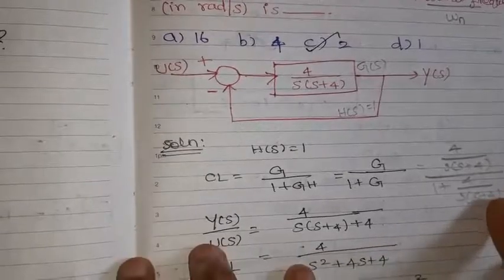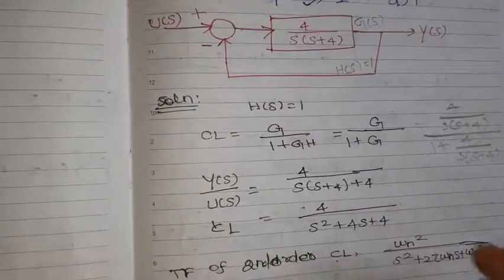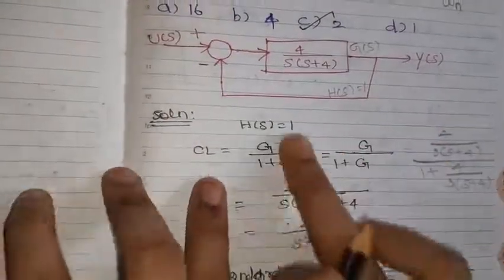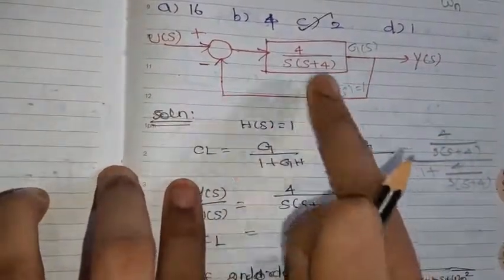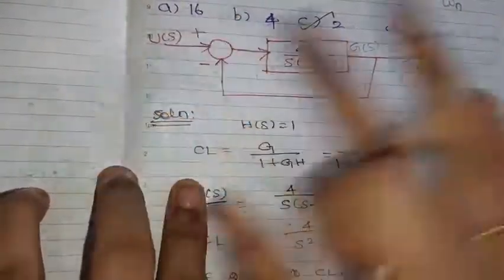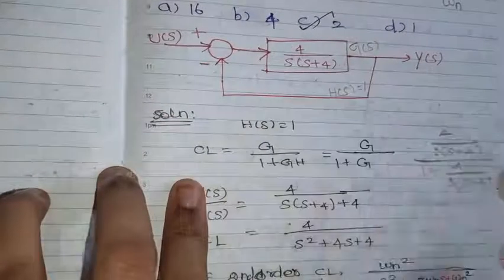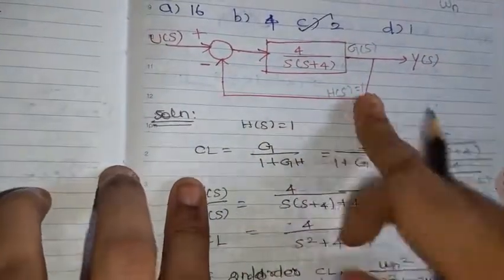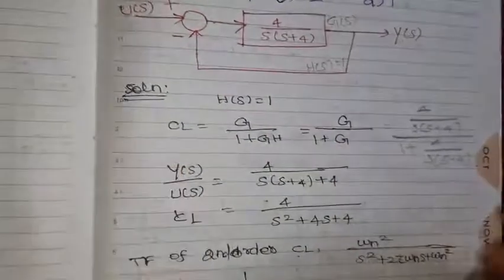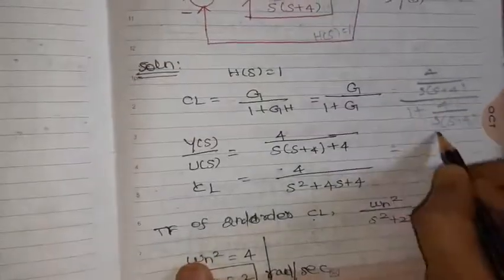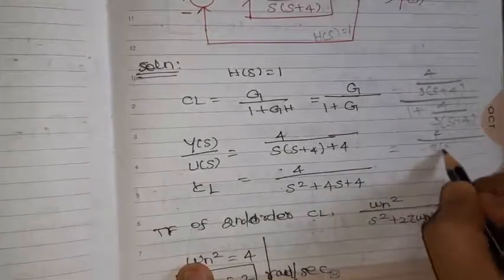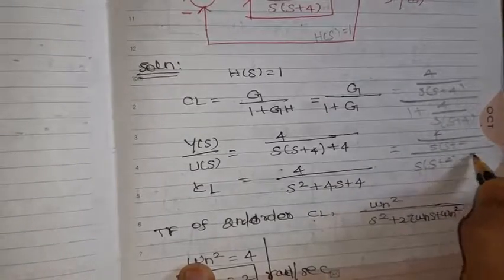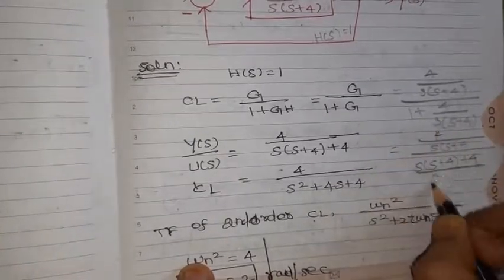Then take LCM and solve. It will take time. Whenever the given feedback is unity, what is the closed loop transfer function? Y(s) by U(s) is just the numerator term added to the denominator: 4 divided by s(s plus 4) plus 4. So this is a shortcut, or you can apply the standard formula and we will check it. Taking LCM in the numerator and in the denominator, s into (s plus 4).